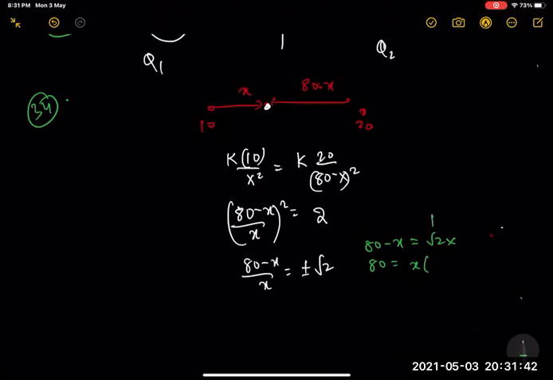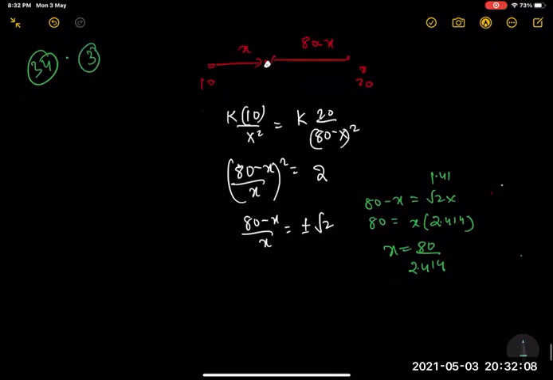This is 1.414 plus 1, that is 2.414. x is equal to 80 divided by 2.414. So 80 divided by 2.414 is 33. Yes, it is 33. So 34 is 3.